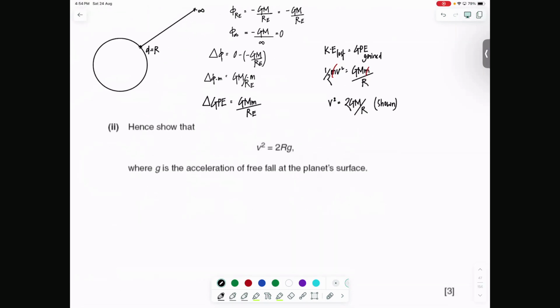Okay, it says, hence show that v squared equals 2rg, where g is the acceleration of free fall. Right, interesting. How can you convert the right-hand side to 2rg? Multiply by 1 by r. Separate r's. g equals GM by R squared. Yeah, so that means on this side we just have GM by R. But then if you multiply both sides by 1 by R. Oh, both sides, that's what you meant?